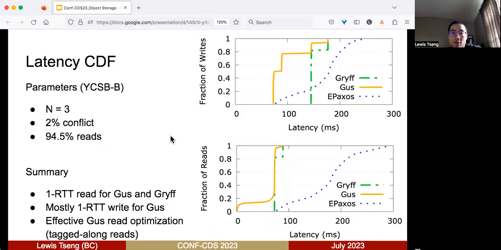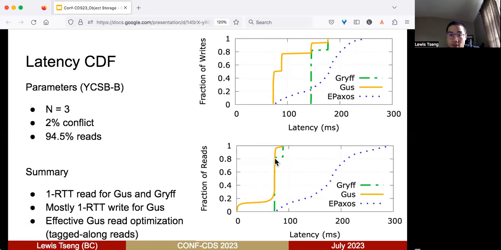So now the figure is called latency CDF, and we use the same parameters as the YCSB workload, which is the most well-known benchmark for cloud storage. Here we have 3 servers, 2% conflict, and mostly read operations. And as you can see, for the read, it's almost always a one RTT read because of some optimization that we can do to both GUS and Gryff.